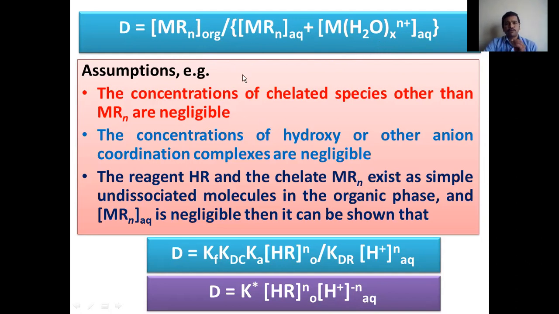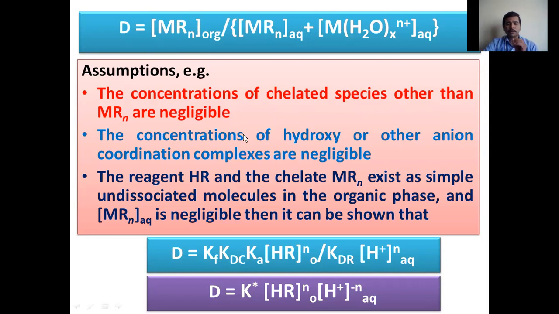Okay. So after this complex formation reaction, after converting the hydrated metal into an uncharged metal chelate, we should have some conventional assumptions. So what are those assumptions? Let us assume that apart from MRn, the concentrations of chelated species are negligible.